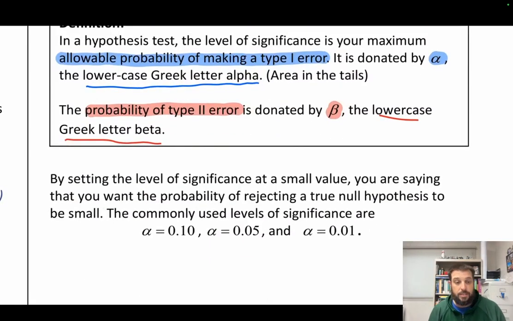Okay, so by setting the level of significance at a small value, you're saying that you want the probability of rejecting a true null hypothesis to be small. Our commonly used ones are alpha at 10%. This one's probably the biggest one we've talked about. Is it statistically significant, previously? And we said at 5%. That's where this comes from. And then the extreme all the way down to 1%.